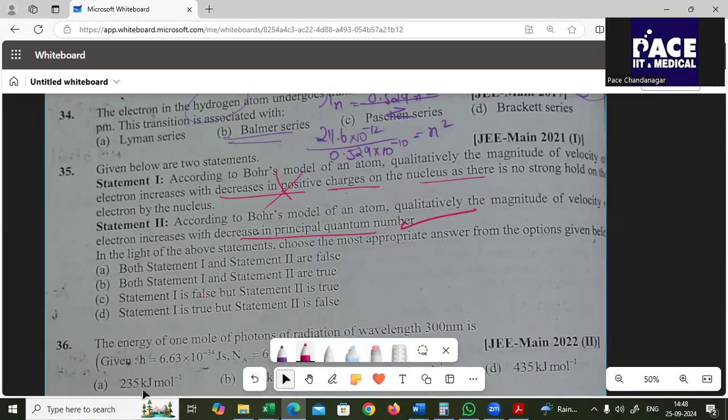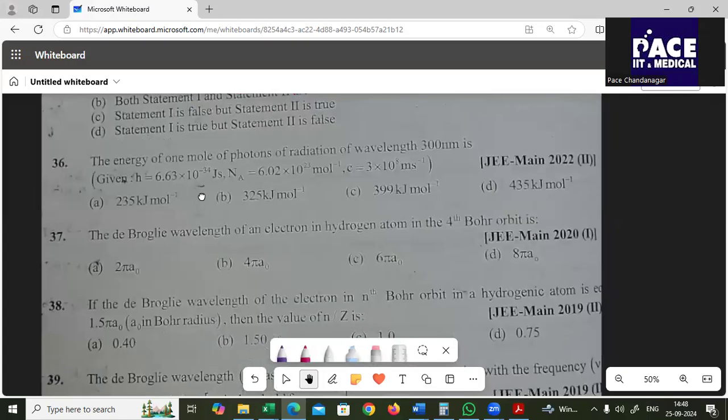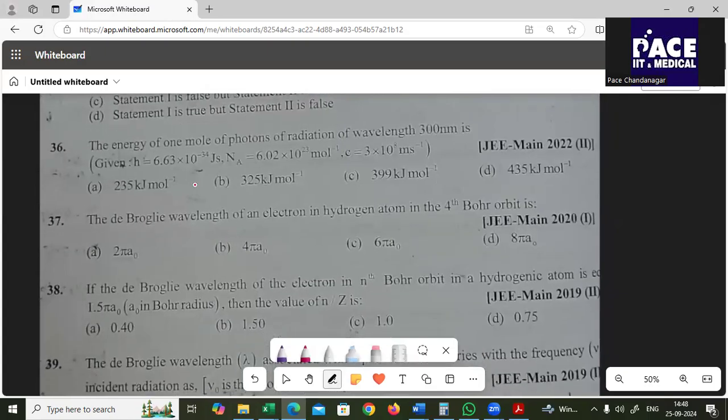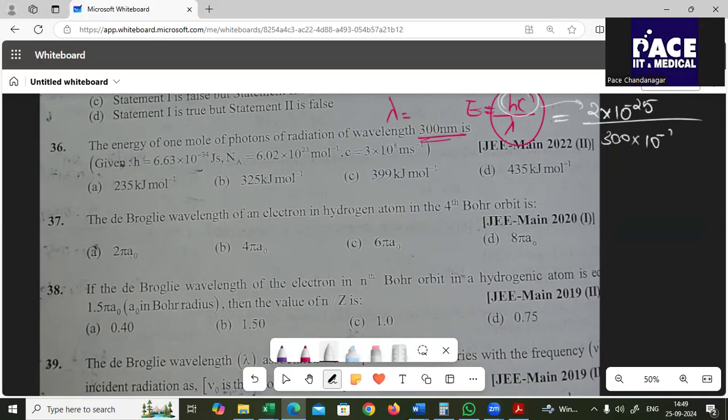Then question number 36. Energy of 1 mole of photons of radiation of wavelength 300 nanometer is given to you. Lambda is given and you're asked about energy. Energy is hc by lambda. It has to be in your mind right now. hc is 2 into 10 to the power minus 25. Remember that hc is a fixed value that we can use. Lambda is 300 nanometer, which is 10 to the power minus 9. Don't forget that. That will give you the answer there.